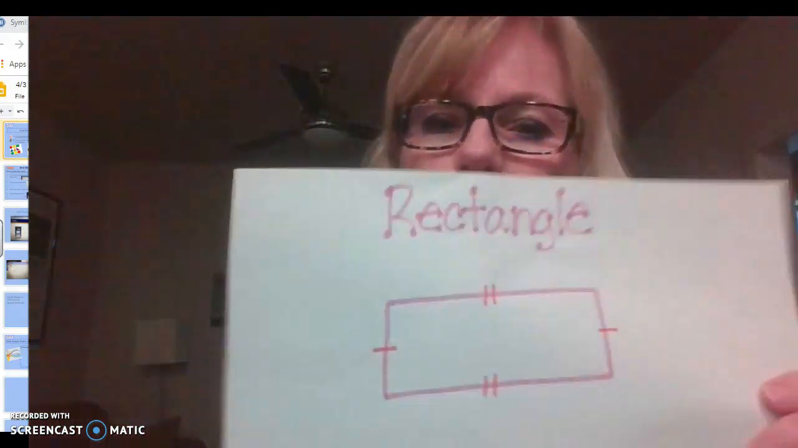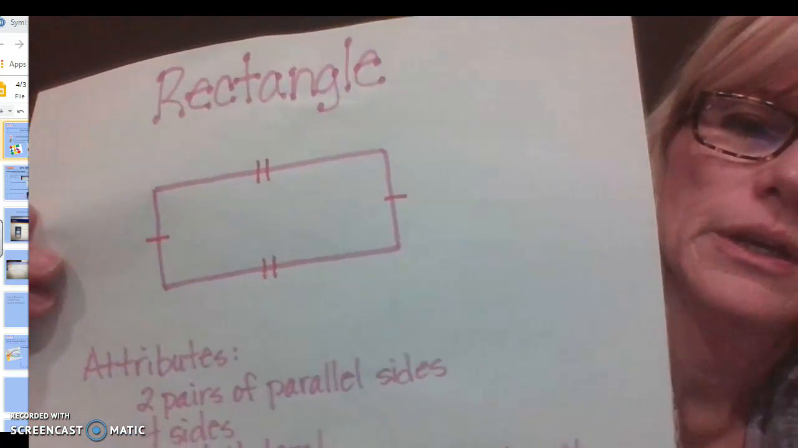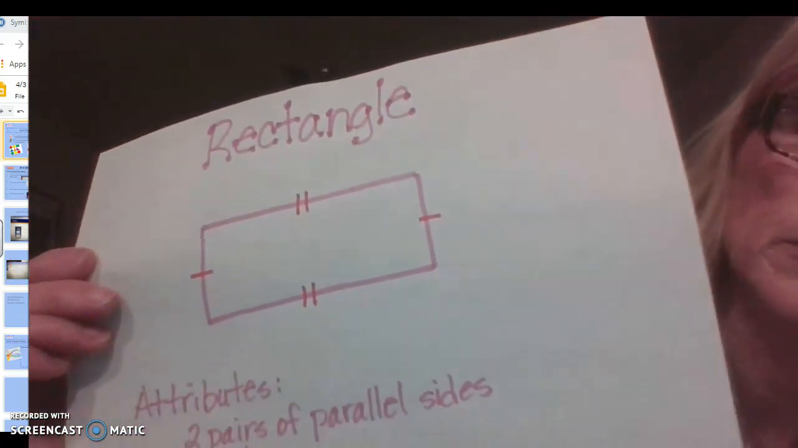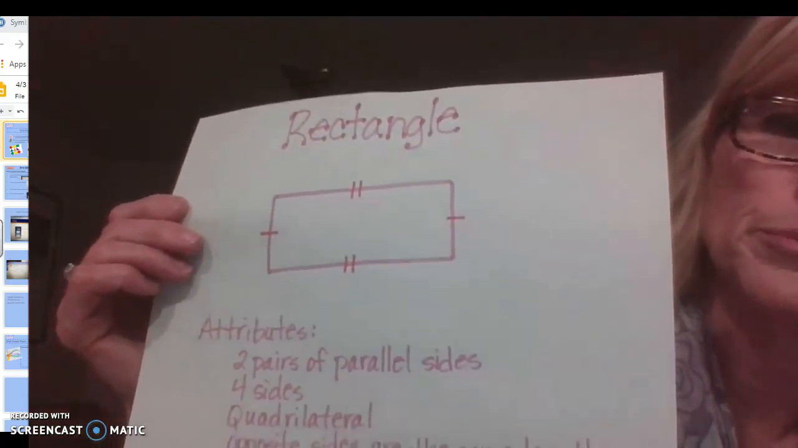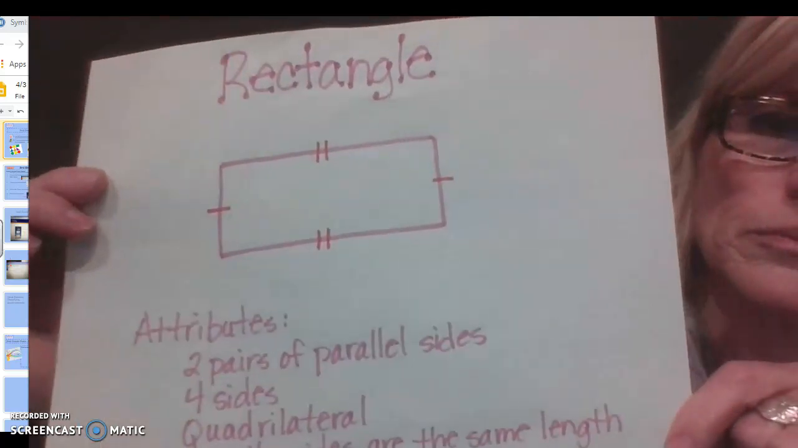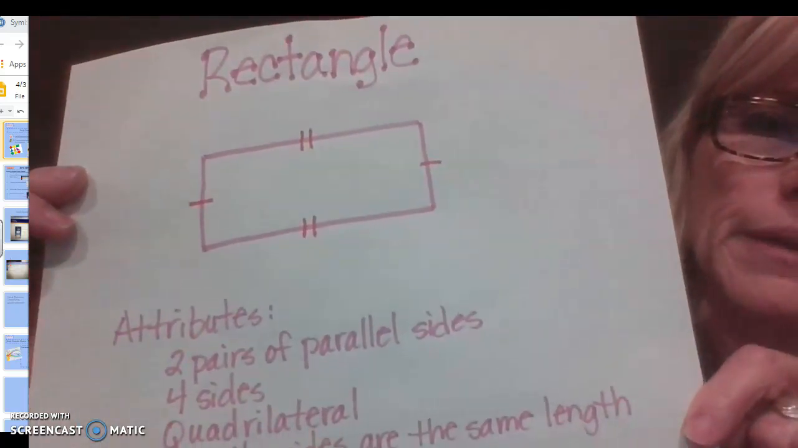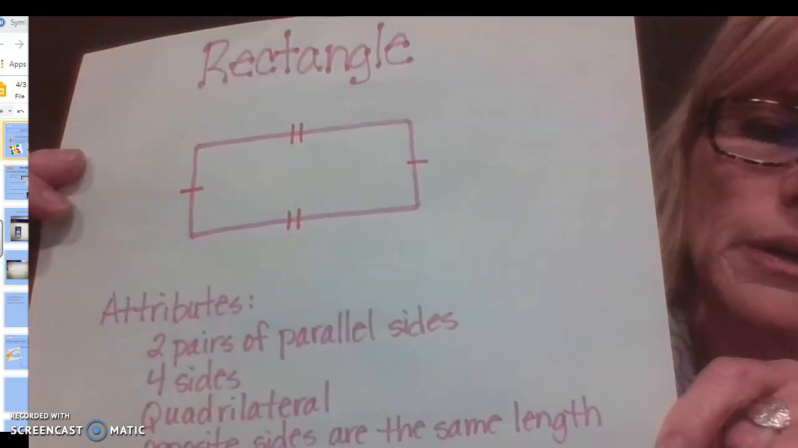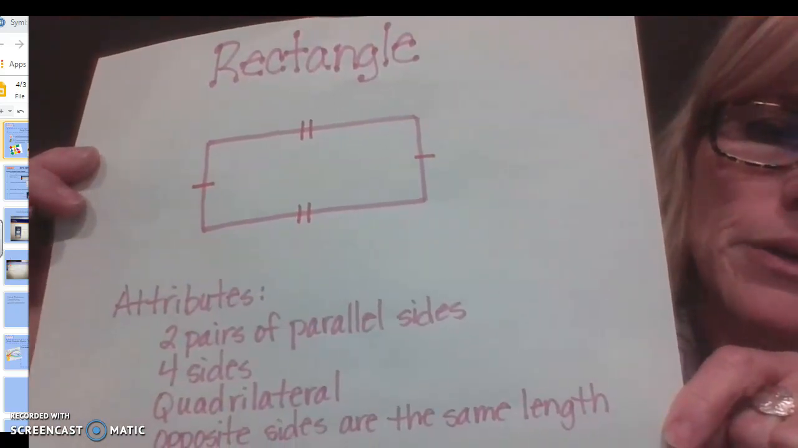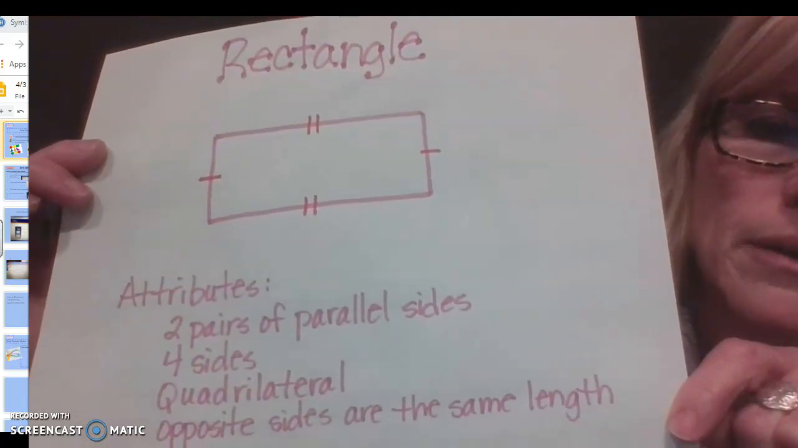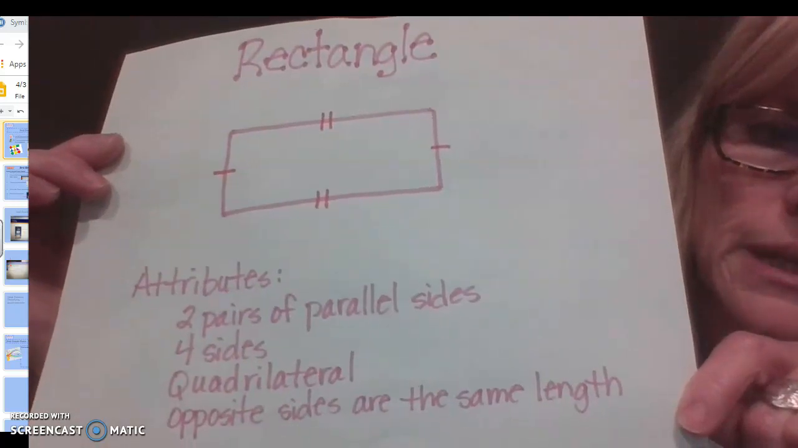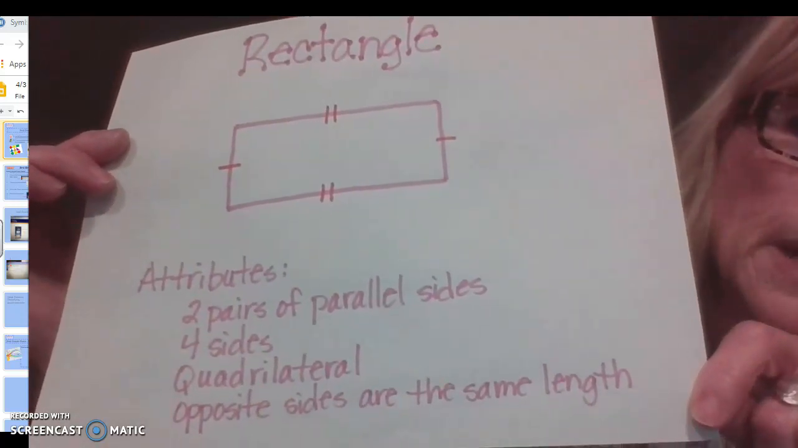I decided to go old school. This is a rectangle. And the attributes or the special features of a rectangle: they have two pairs of parallel sides. Remember, parallel sides are opposite each other. They don't intersect. This rectangle has four sides.